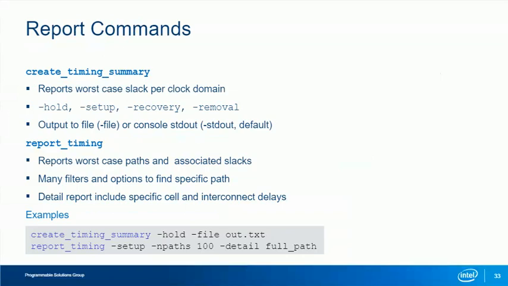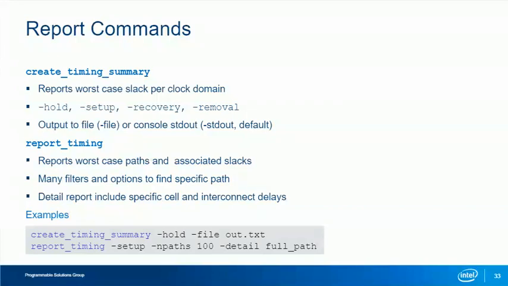Two commonly used commands to generate timing reports are create_timing_summary and report_timing. The create_timing_summary command generates a summary report with the worst case slack and endpoint total negative slack for every clock domain in the design. You have the option of creating a report for setup, hold, recovery, or removal analysis. You can also choose to output the results to the console standard out, which is the default, or output to a file, or to a panel in the Timing Analyzer GUI. You can use this command to quickly check if your design is passing timing.